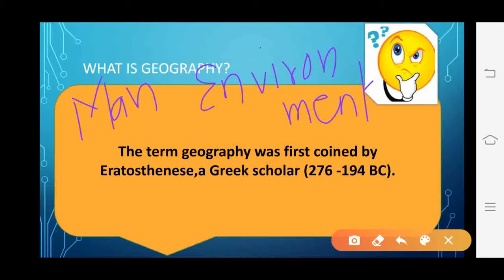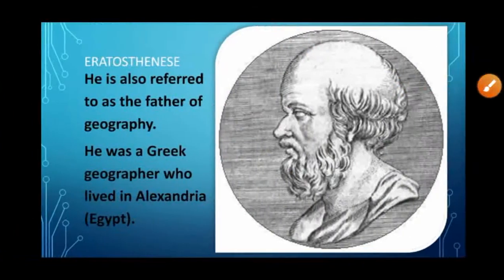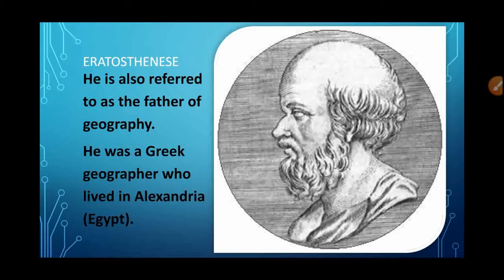Okay, so with this, you all should remember who coined the term geography. ठीक है, किसने coin किया? Okay, so the term geography was first coined by Eratosthenes. ठीक है, the term geography किसने coin किया? Eratosthenes. He was a Greek scholar. The time period was from 276 to 194 BC. Now let us know a small history about this person. Eratosthenes is considered as the father of geography. So एक और हमें नया point पता चल गया that he is referred as the father of geography. Now you will say why. Now because he coined the term geography.